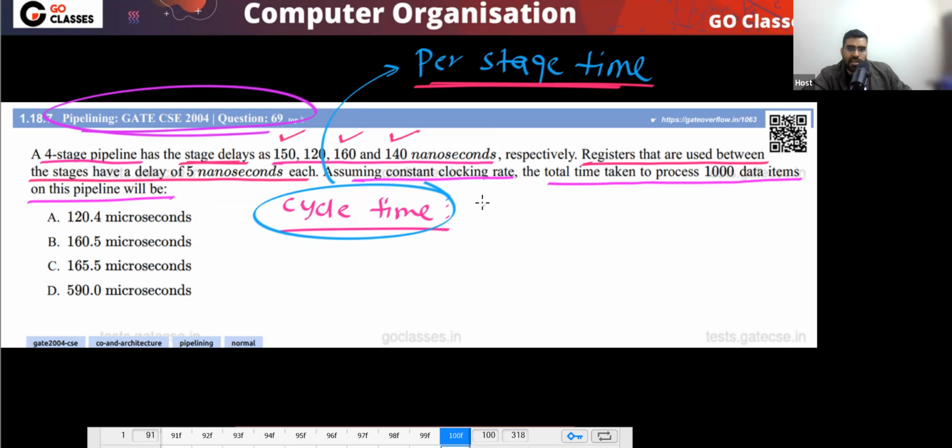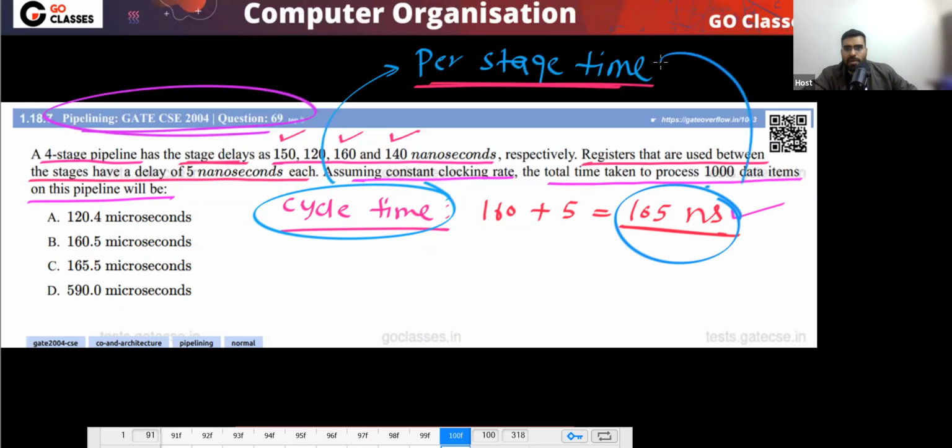So what should be my cycle time? That should be 160, that is the maximum, plus 5 nanosecond. So that will be 165 nanosecond. This will be the cycle time. So every stage will spend 165 nanosecond. Whatever stage you take, that will spend 165 nanosecond. So this is the cycle time.